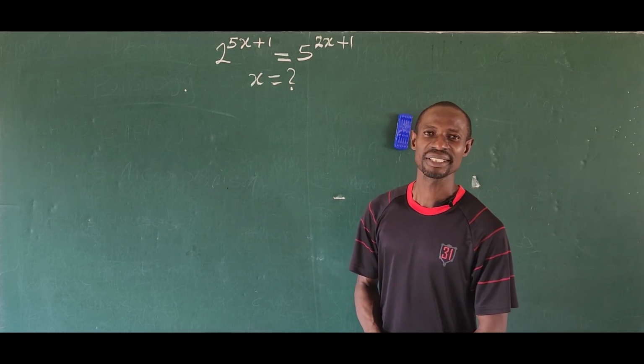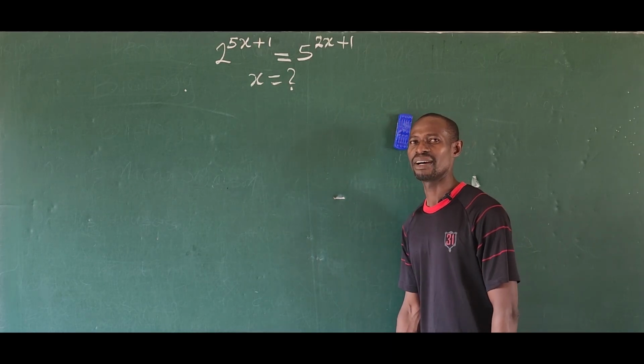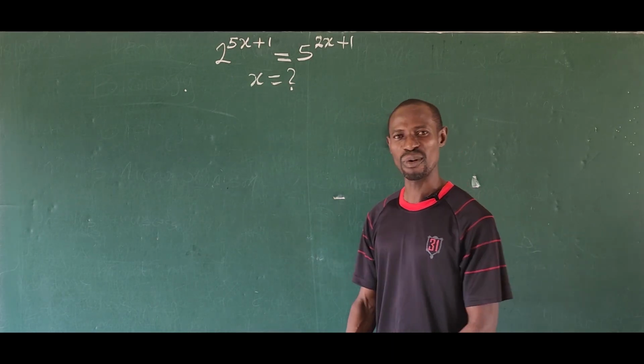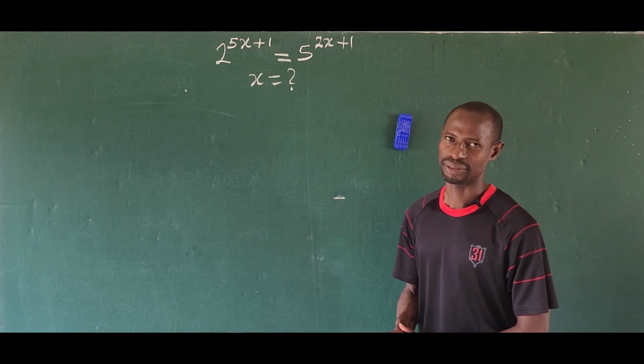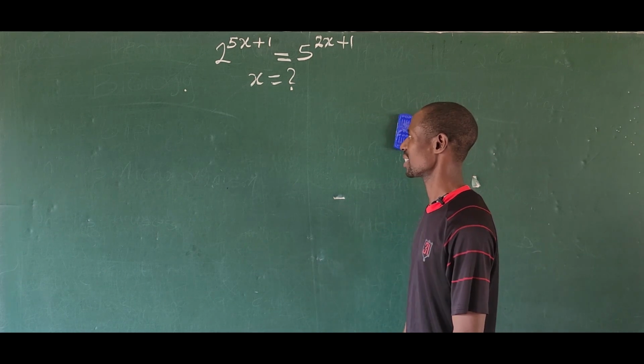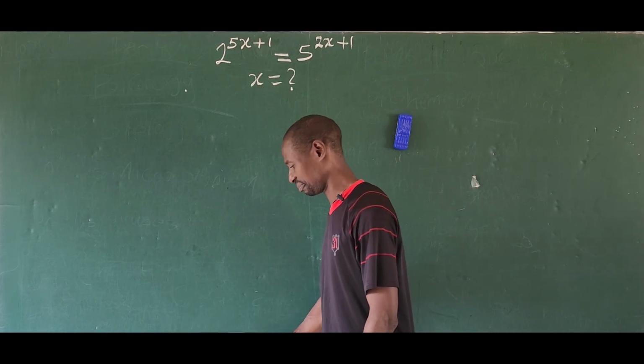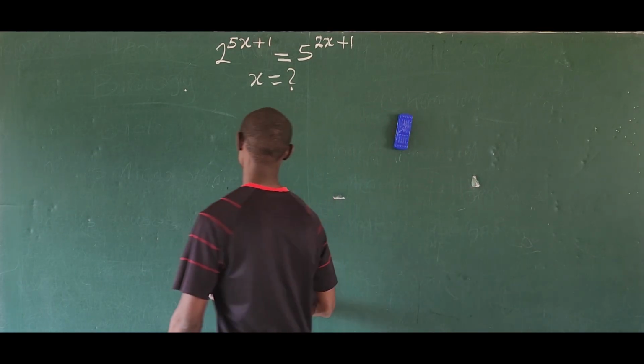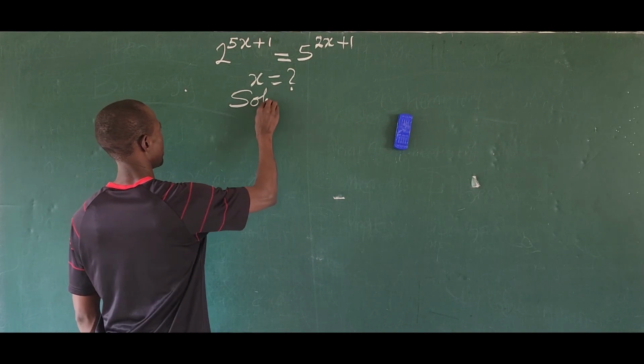It's an exponential question. The question is 2 to the power of 5x plus 1 equal to 5 to the power of 2x plus 1. What is the value of x that satisfies this challenge here? So the first tool we take here is our solution. So take our solution.